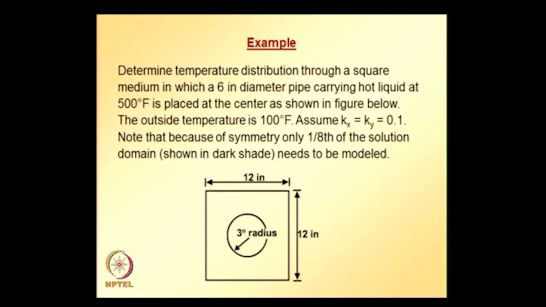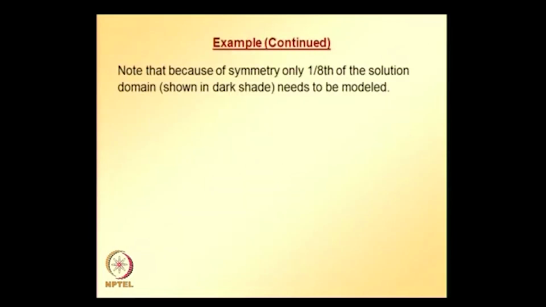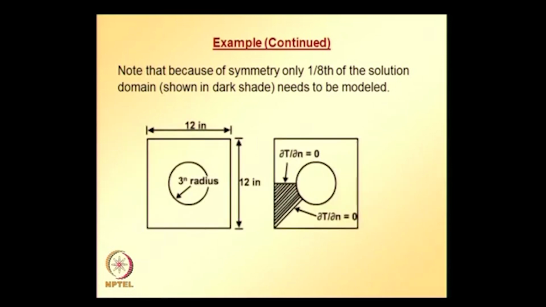So now let us look at the 1/8 model. Note, because of symmetry only 1/8 of the solution domain needs to be modeled. So this is the 1/8 model, and once we take symmetry into account, the associated boundary conditions along the lines of symmetry are shown there, that is, the partial derivative of T, where T is temperature, with respect to the normal is equal to 0 along the lines of symmetry.